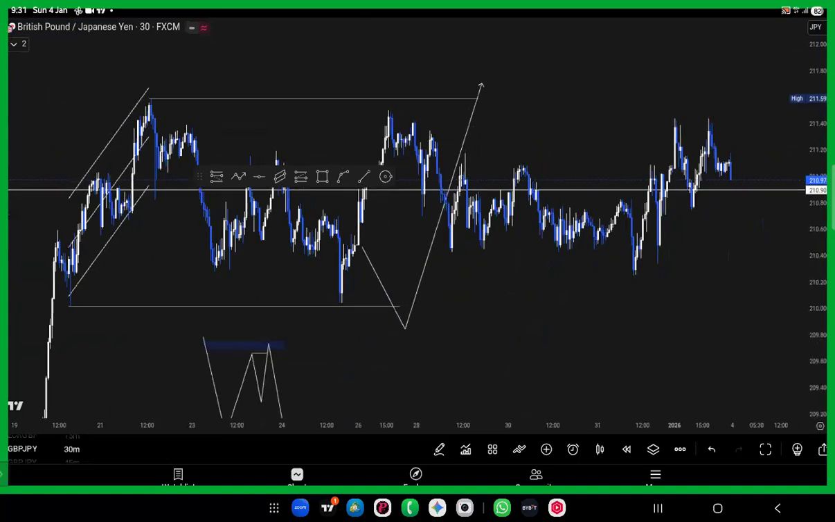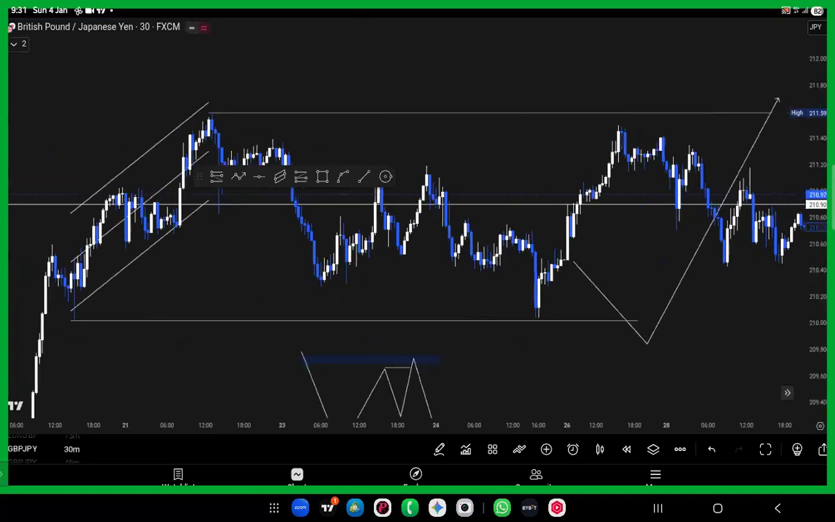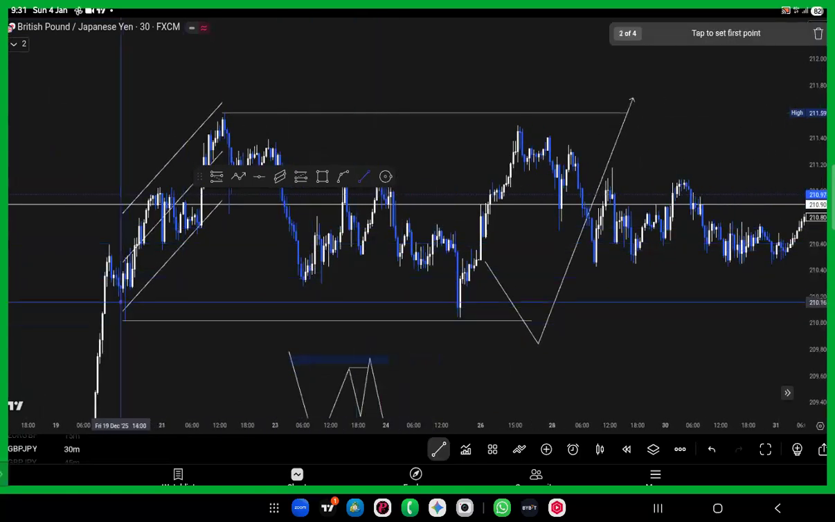I think this was a setup of mine a few days ago, and I was using trend line liquidity actually. That's check. This was a trend line liquidity over here. This is a trend line liquidity. You can see the first one here, second one here, and the third one here.